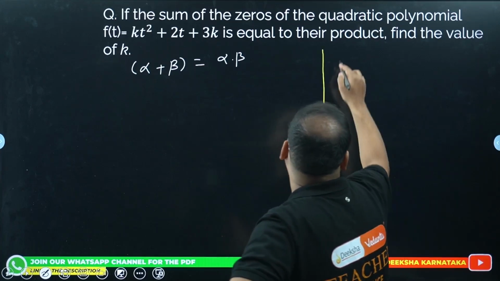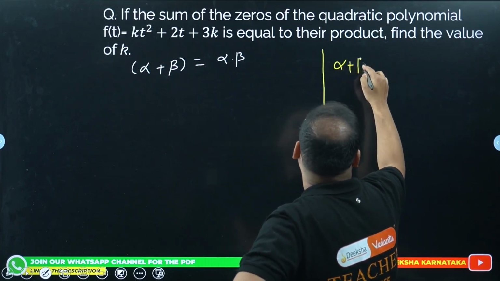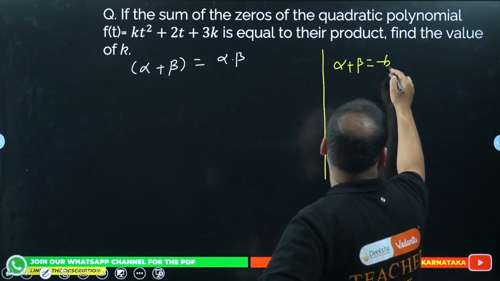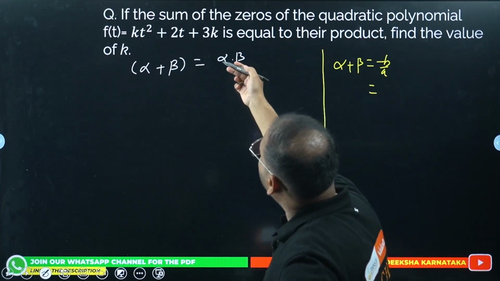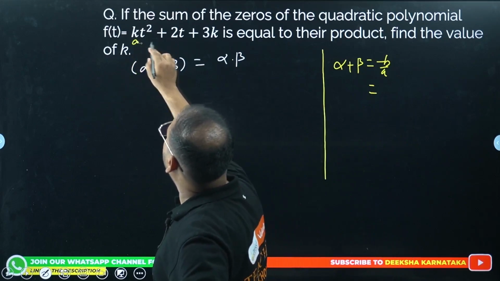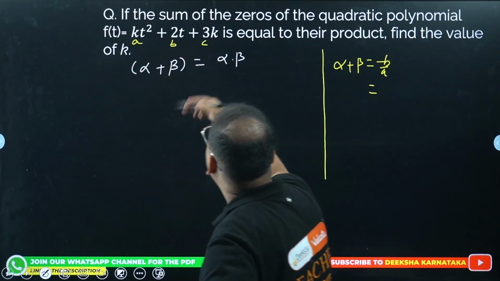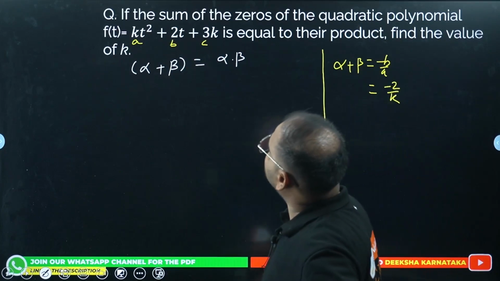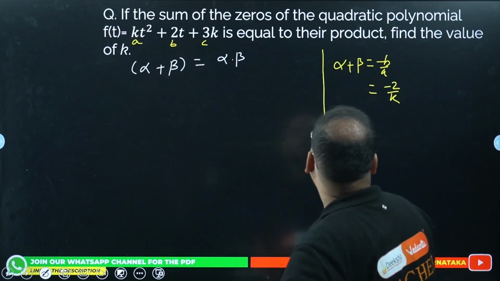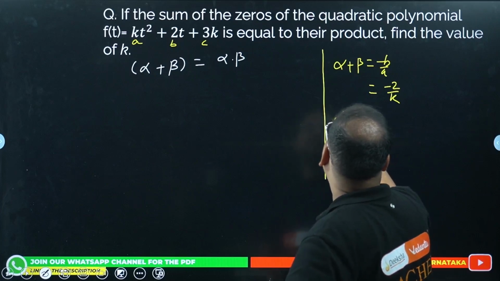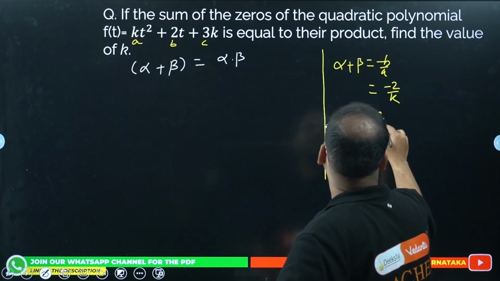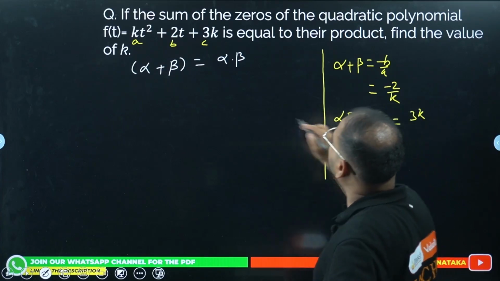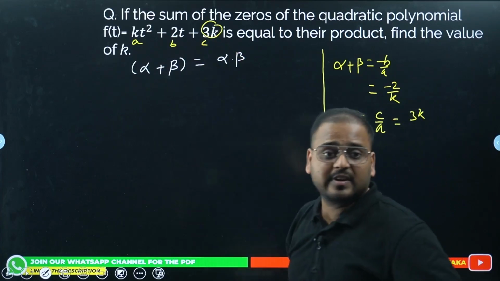Let's find it here. Alpha plus beta is minus b by a. Quickly, come on, be with me. This is my a, this is my b, this is my c. Minus b by a means minus 2 by k, correct? What about alpha into beta? Alpha into beta will be c by a. What is c? Just 3 we will take? No sir, we'll take full 3k. Full 3k is my c.